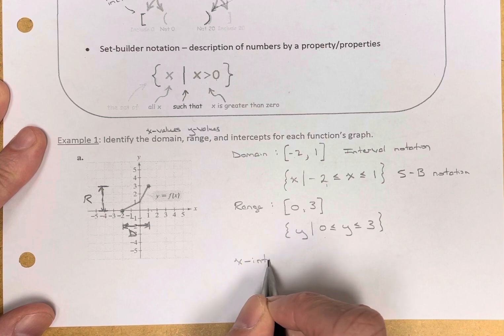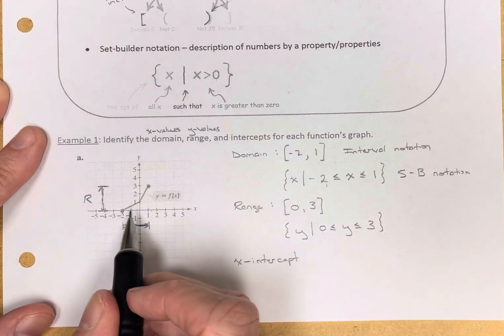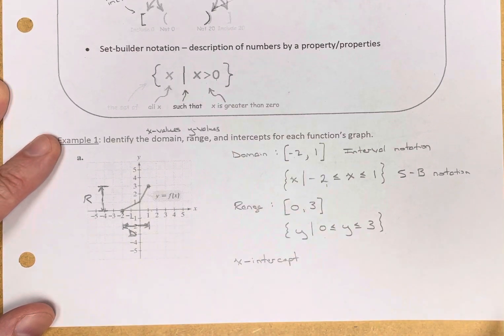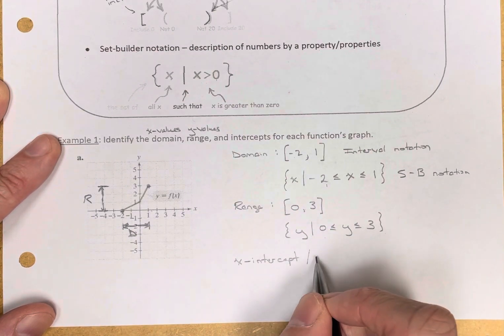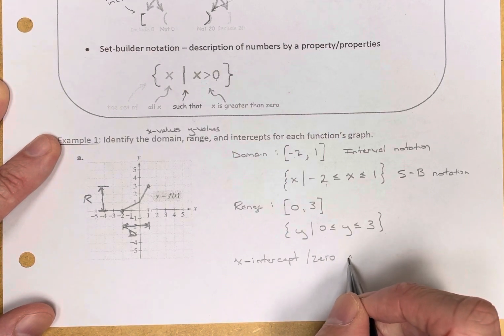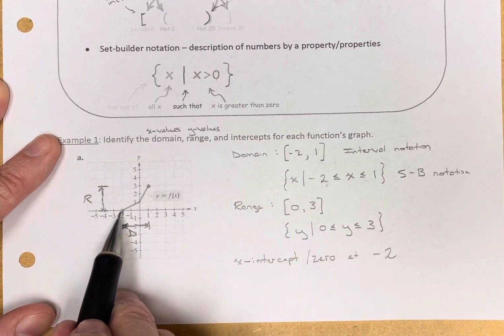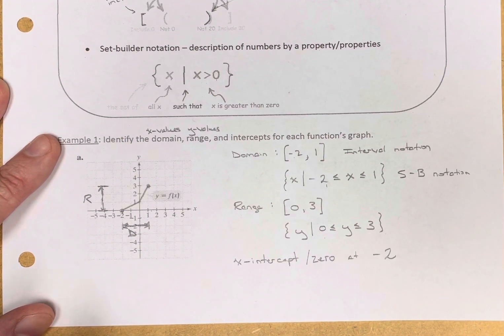Okay, where does the graph cross or touch the x-axis? Well, in only one place, at -2. And recall, the x-intercept is also called a 0 of the function. And there is an x-intercept or a 0 at -2. That's where it crosses or touches the x-axis.